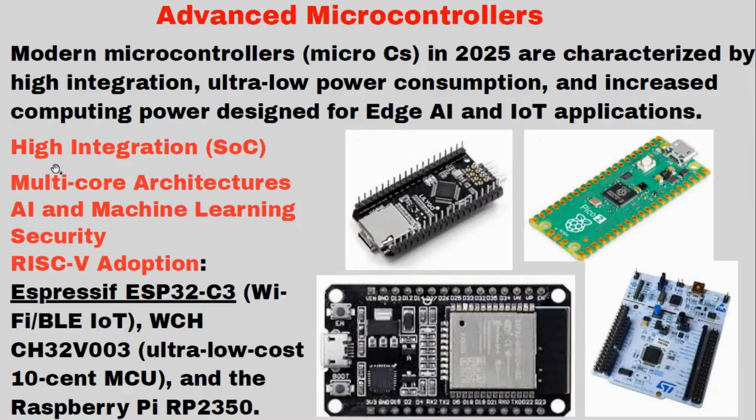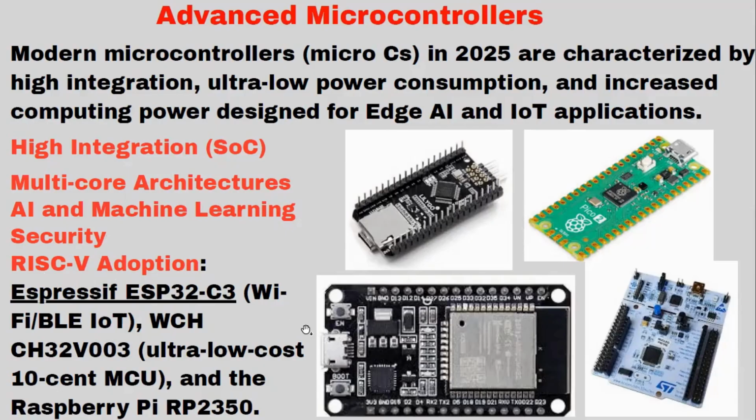So high integration means we are using SoC chips, multi-core architecture, AI and machine learning, security, and RISC-V adoption, which is the latest adoption. The first chip that comes to mind is the ESP32 chip, made by Espressif, which is very much used for Wi-Fi, BLE, and IoT applications.